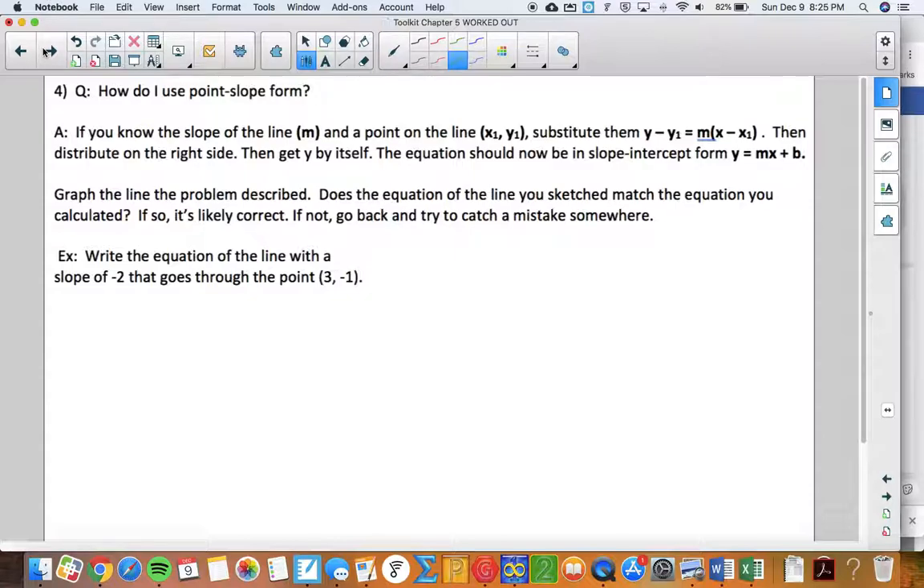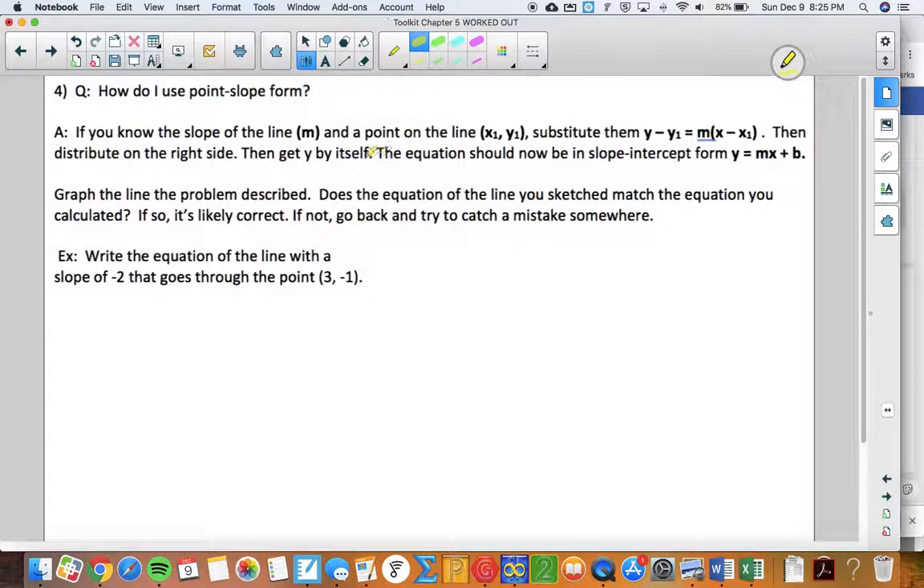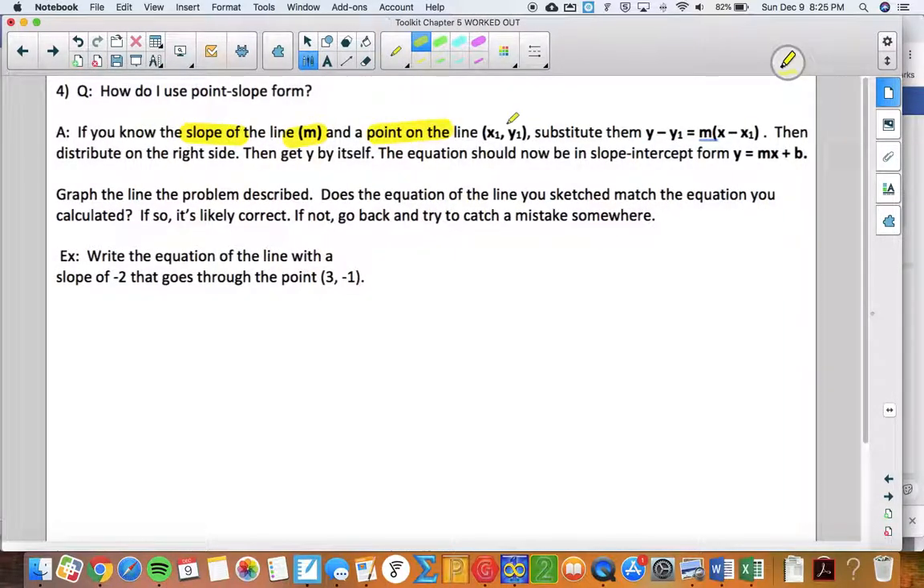Question number 4, how to use point-slope form. Point-slope form is great if you have a point on a line and the slope of the line. If you know a slope and if you know a point, then you, oh, I was supposed to use a different color there. I was getting all jazzy and I goofed up. If you know a point, you substitute the coordinates of the point in for x1 and y1, and you substitute the value of the slope in for m.